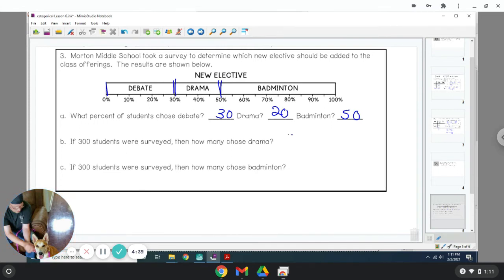If 300 students were surveyed, how many chose drama? So drama is 20% out of 100%. And there's X over 300 total people. So you can do 100 times 3 to get to 300. So you're going to do 20 times 3, which is 60. So that means 60 people chose drama. If 300 people were surveyed, how many chose badminton? Well, 50% is badminton, so a half of 300 is 150 people.